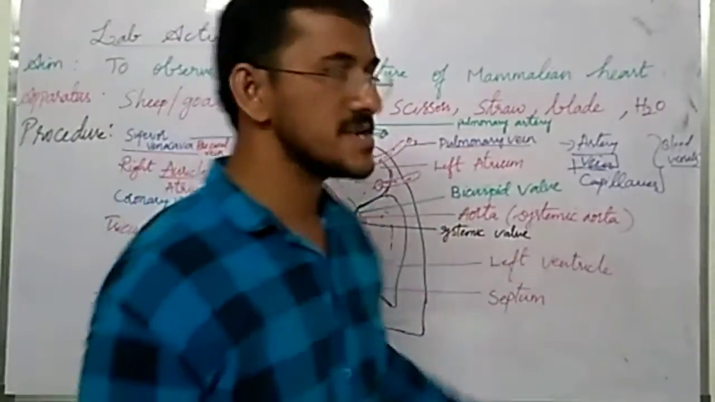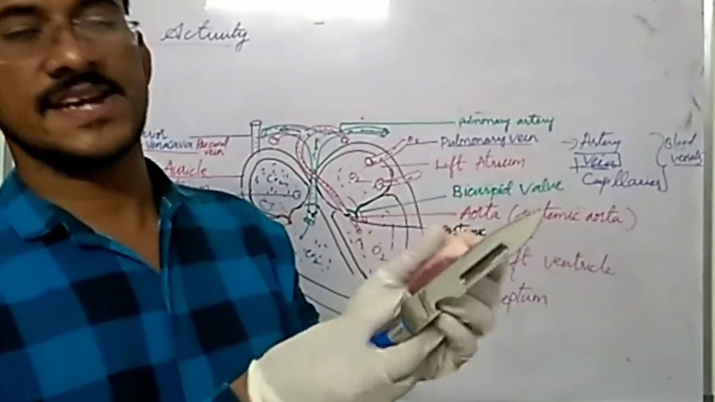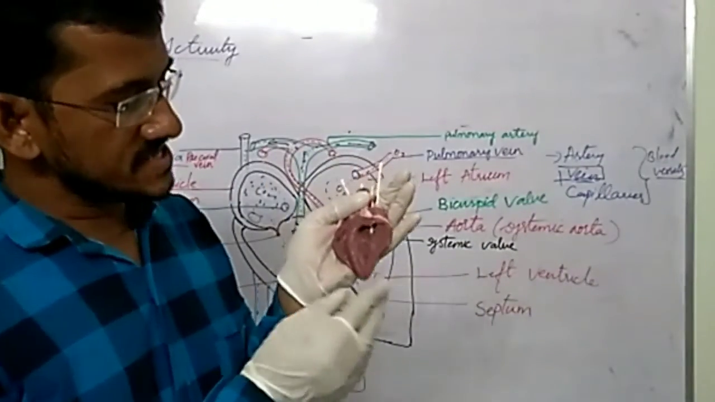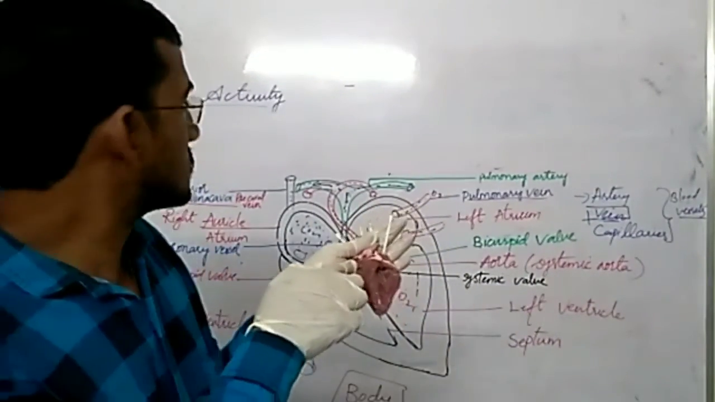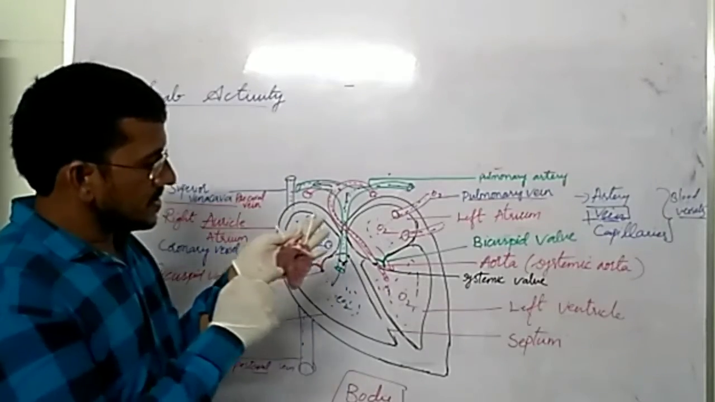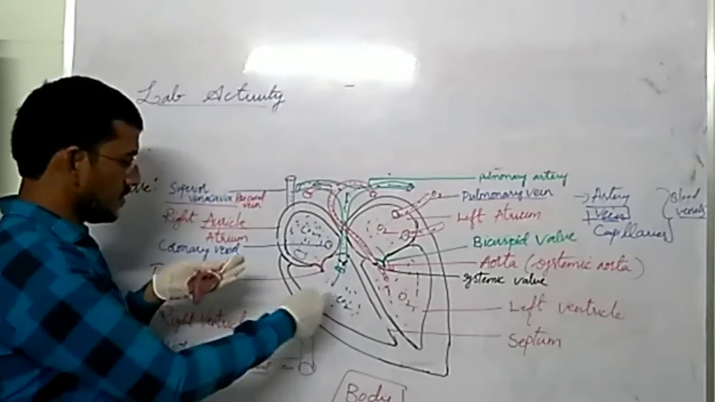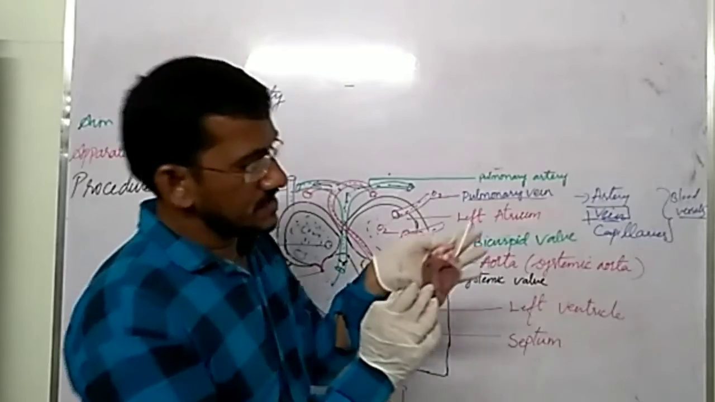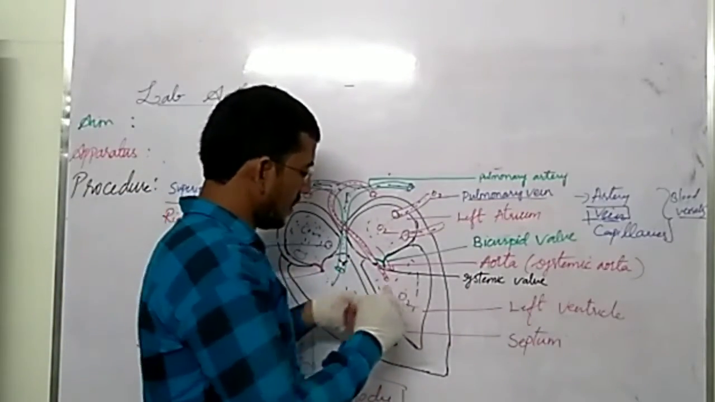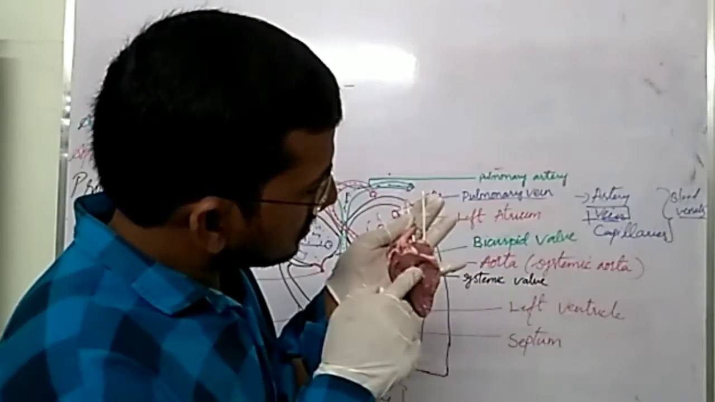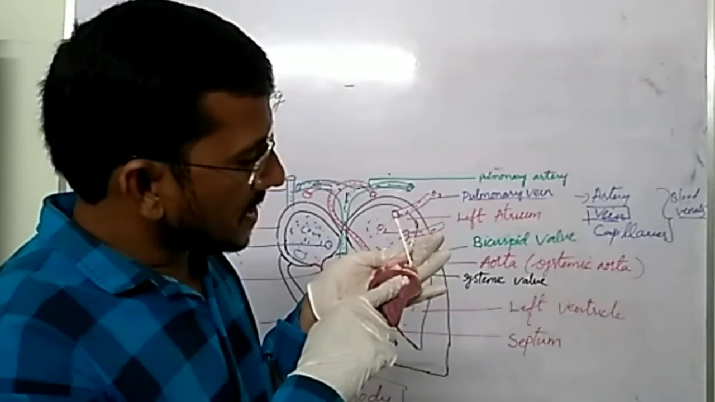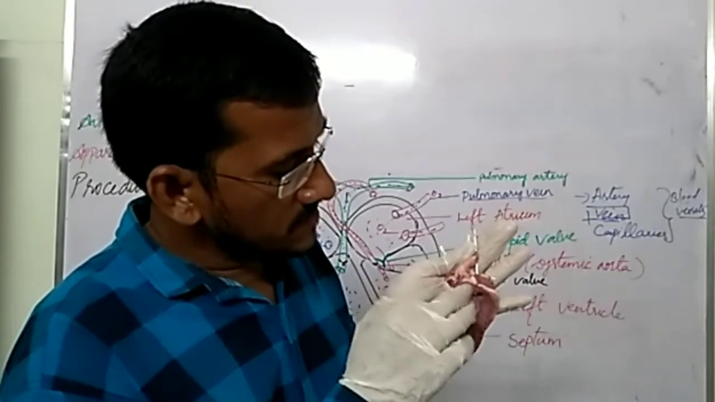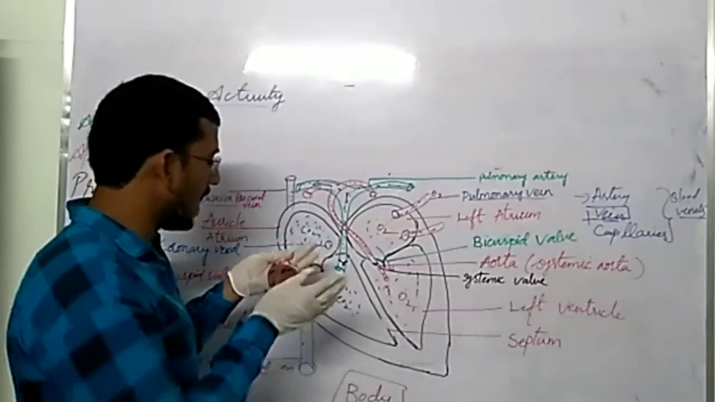Now let us see these parts in real heart. Let us dissect the heart with a blade. So this is our internal structure of heart. This structure is right atrium. Then this part is right ventricle. Then this structure is left atrium, and this structure is left ventricle. And you can see here, this is bicuspid valve and this is tricuspid valve. So these valves are going to prevent the backflow of the blood.